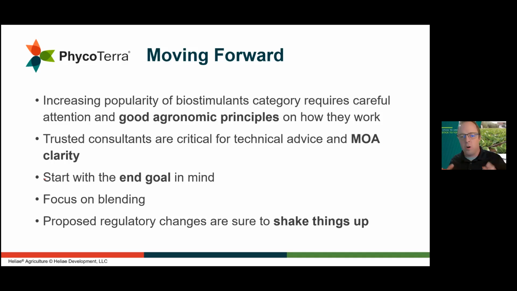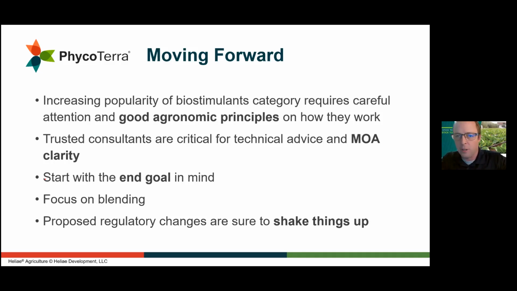So having that mode of action clarity and having some of those data points could give you, hey, this is what the field needs this year, and this is the product I'm going to choose based on its mode of action's best fit that we've talked about today, and that gives you some clarity on how to move forward.